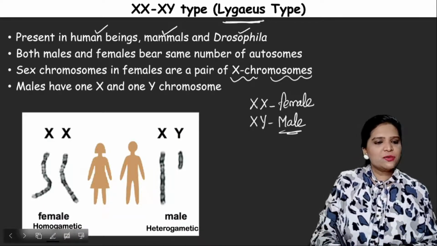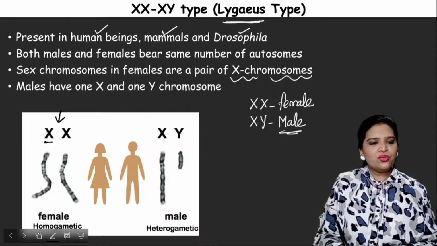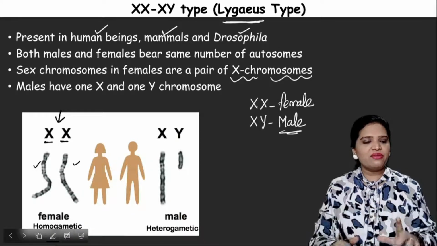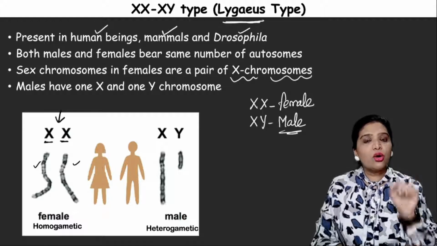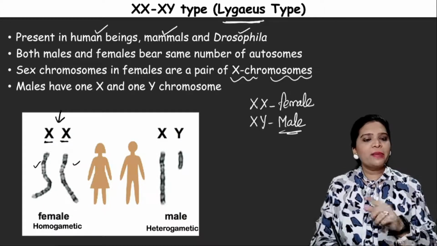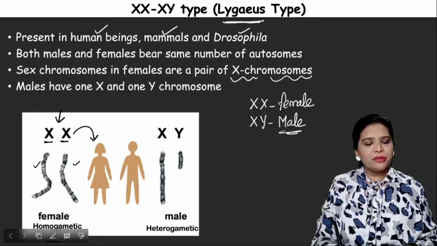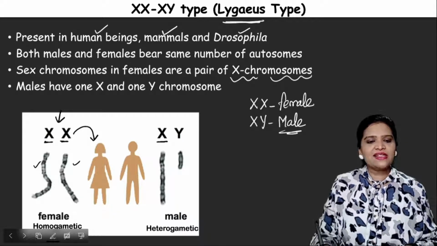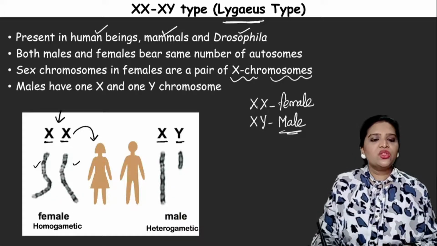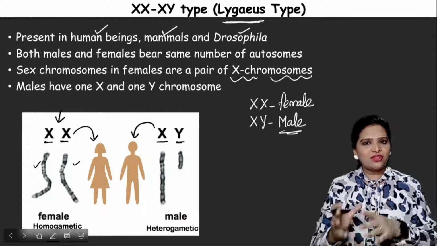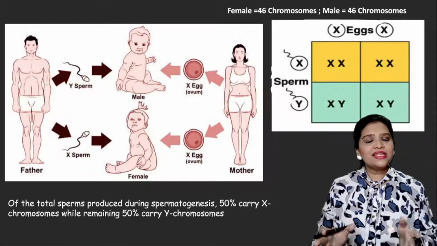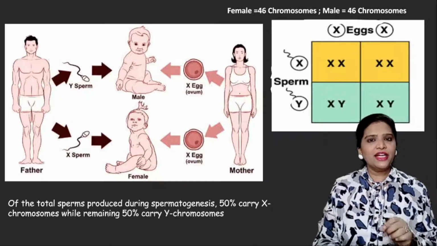So look at this picture here. These two X chromosomes look alike in size, in shape, everything. So these are called homogametic chromosomes. This XX homogametic pair is produced by female, whereas one X and one Y look different, heterogametic. So this XY heterogametic pair is produced by male. Okay. So now let us see how the sex is determined in human beings.